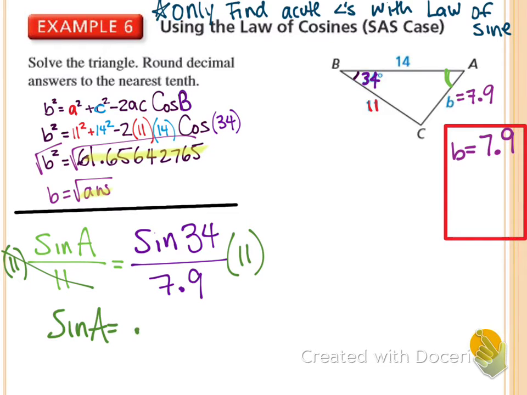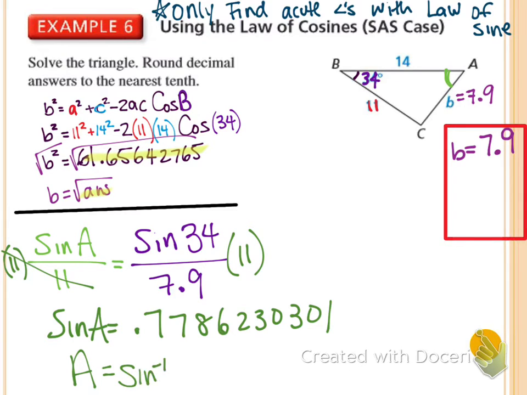So I'll write down your decimal. You don't have to. But it's 0.77862330301, yeah? Okay, so how do I get A by itself if it's attached to sine? Use the inverse. Good. So go ahead and hit shift sine of your previous answer, because your previous answer will remember it. And then we get 51.1. So the measure of angle A is 51.1.